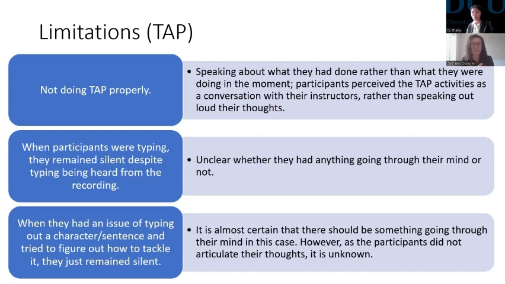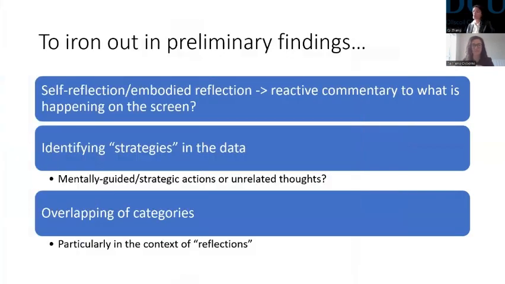So I suppose this can be a limitation of TAP in general. When you're trying to think something through, the students remained quiet rather than verbalizing their thoughts. It's probably easier to sit back and remain silent rather than try to articulate it. It's almost certain that there should be something going through their mind, but the participants didn't articulate their thoughts, so we don't know what's going on in that moment. The findings are quite rich, and we're working through them. There are some limitations to be mindful of.